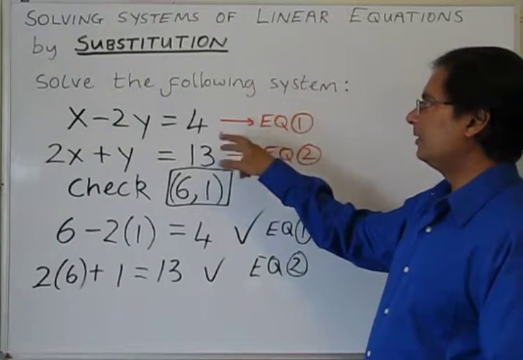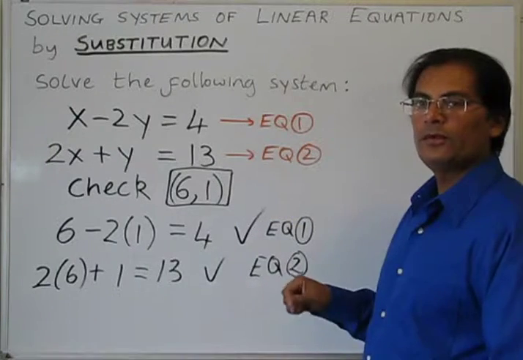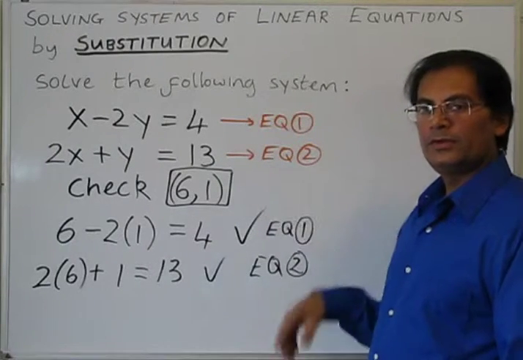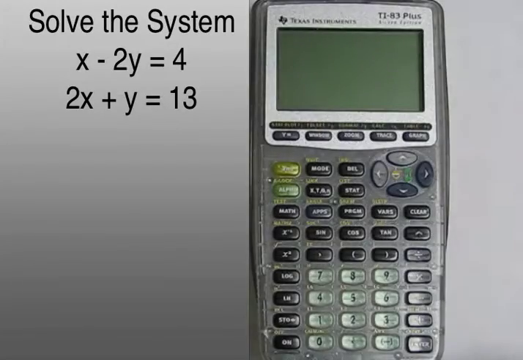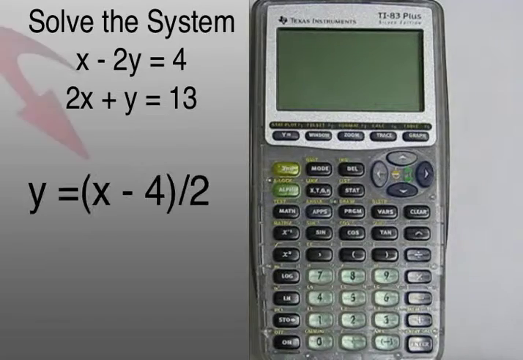In order to graph these two equations, you would have to solve each one of these for y and then put them into your graphing calculator. So let's just look at that. Suppose you want to solve the system of equations x minus 2y equals 4 and 2x plus y equals 13 using the graphing calculator. The first thing is to solve each one of those equations for y. So x minus 2y equals 4. If you solve that for y, and I'm going to skip some steps there, but you might want to verify this, y equals x minus 4 divided by 2.